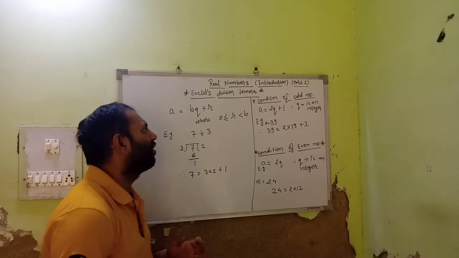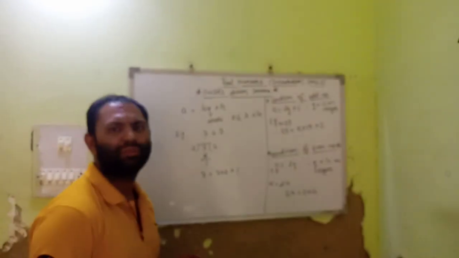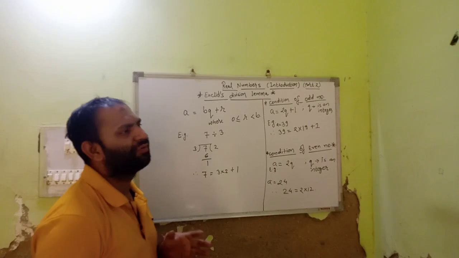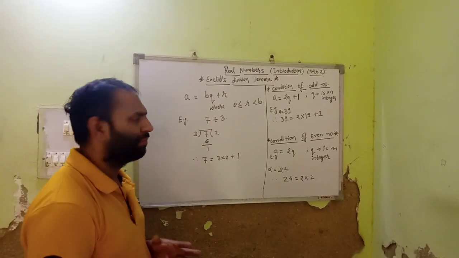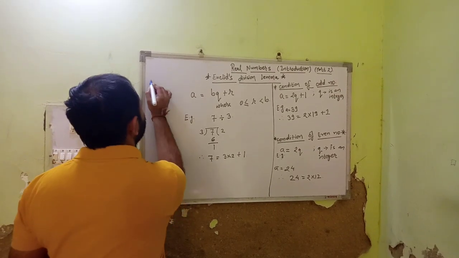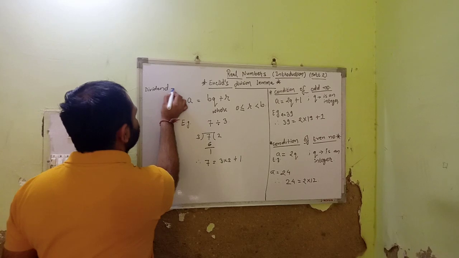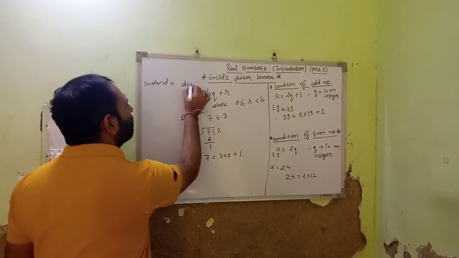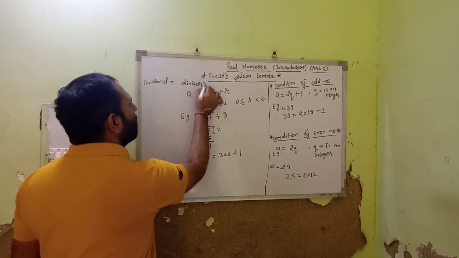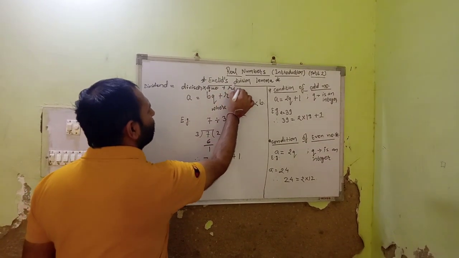Now what is the meaning of lemma? Lemma means a condition or an application using which we can solve the problem. What does it say? It basically says: dividend is equal to divisor into quotient plus remainder.